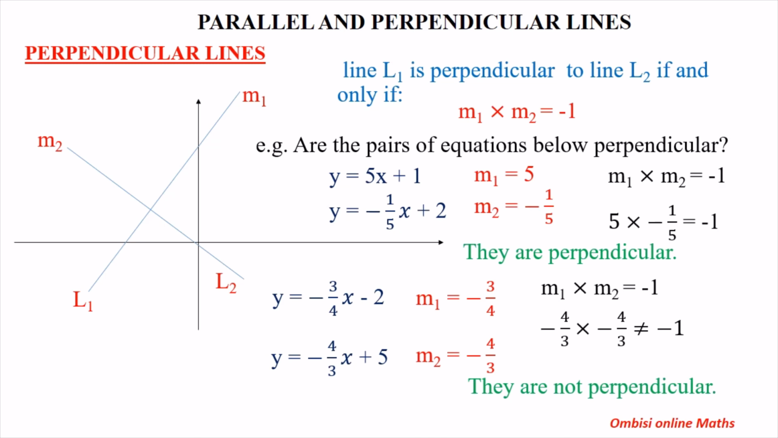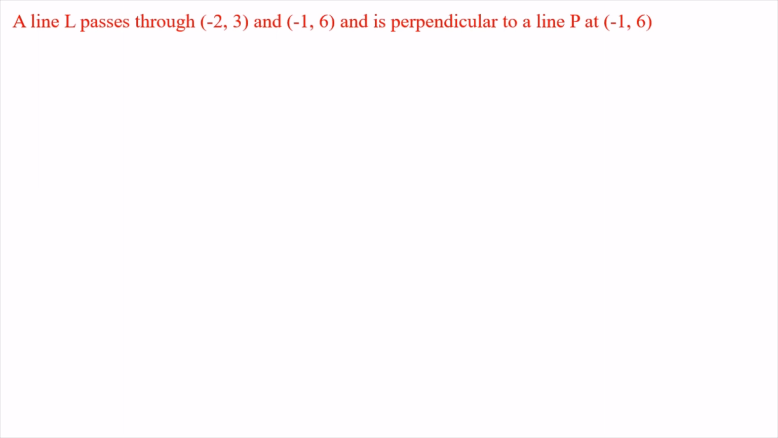Now, we go ahead and look at a question that can help us understand a concept on perpendicular and parallel lines. The question goes: a line L passes through negative 2, 3 and negative 1, 6, and it is perpendicular to a line P at the point negative 1, 6. The first bit of the question requires us to find the equation of L.